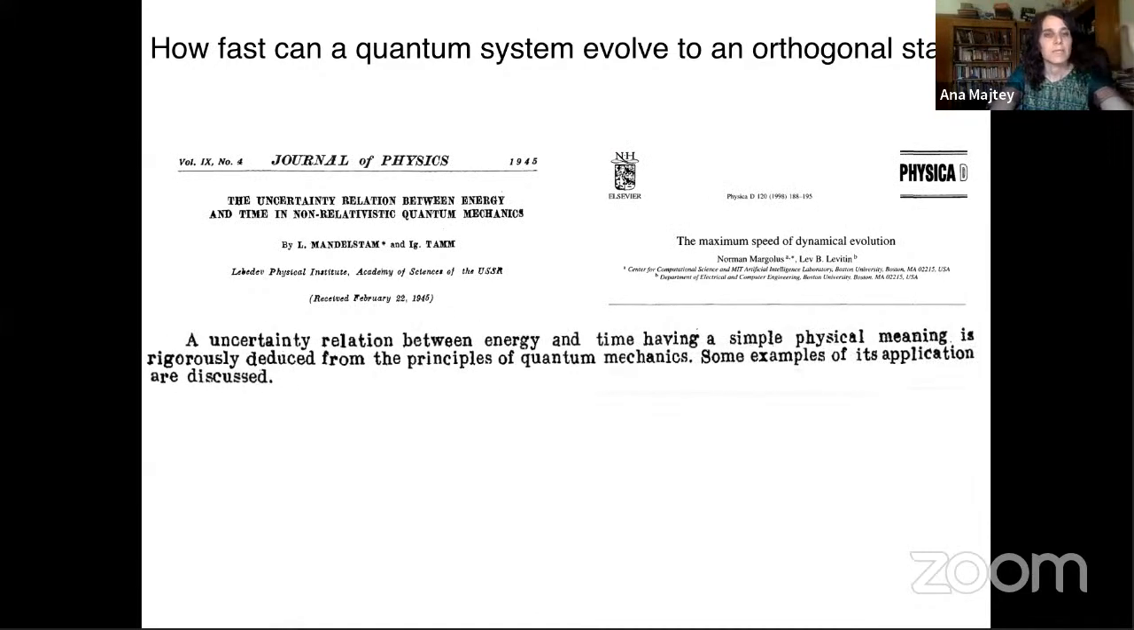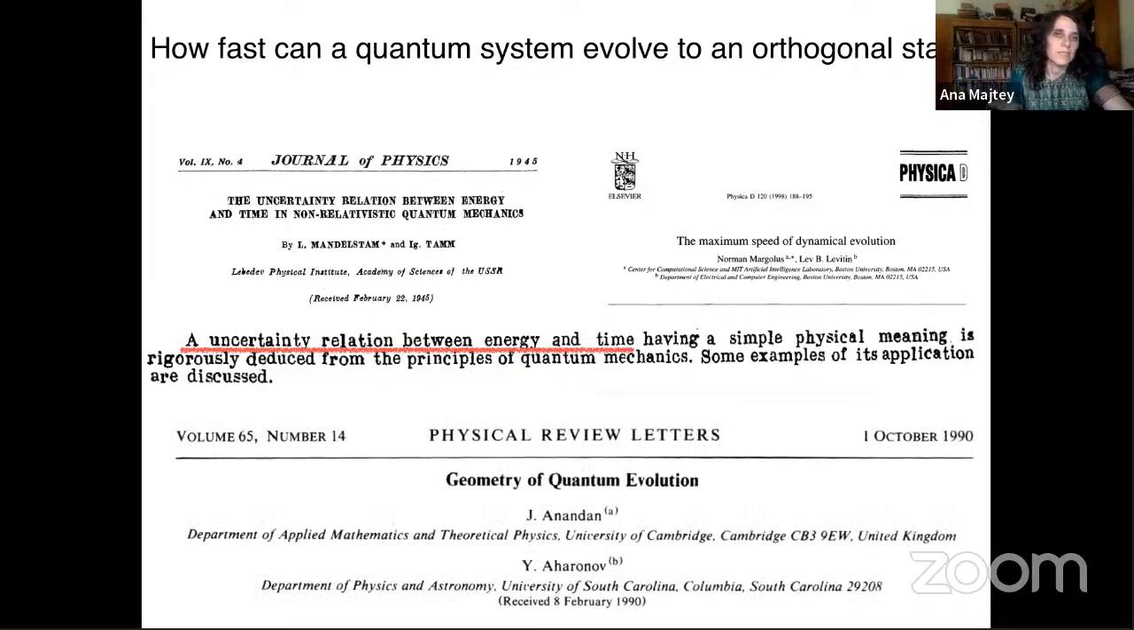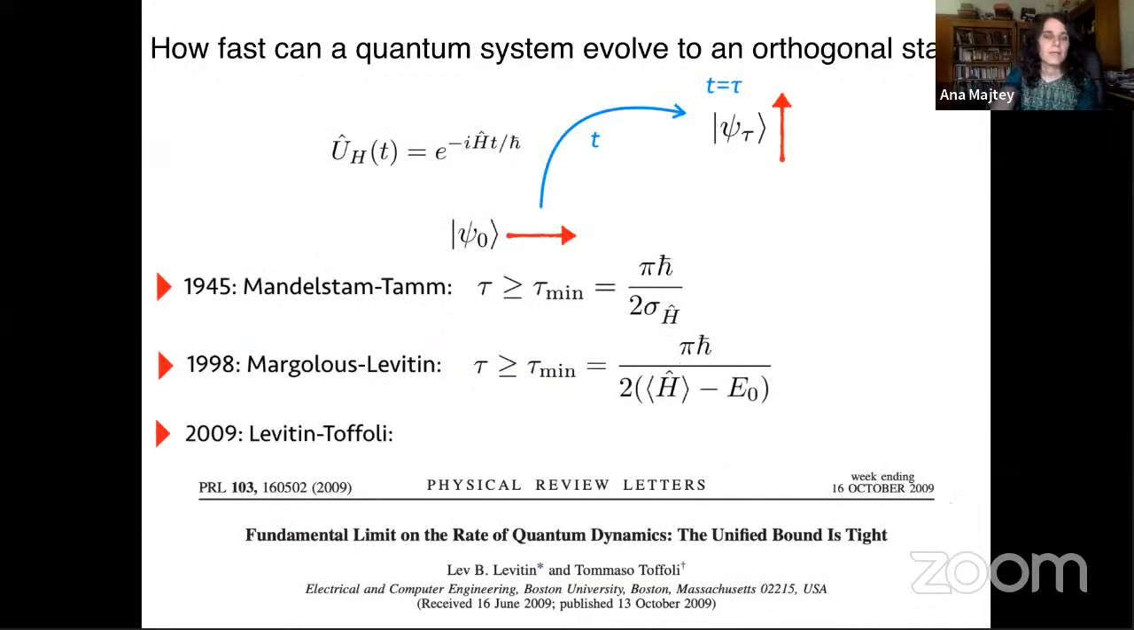So the Mandelstam time limit was introduced, as I said before, as an uncertainty relation between energy and time. And even if it is not crucial for this talk, I prefer to distinguish here between bounds and uncertainty relations. Also for completeness, I want to mention this work, also in the 90s by Anandan and Aharonov. They rederived the Mandelstam time limit on geometric foundations. And according to this work, the Mandelstam time limit can be interpreted as a comparison between the path followed in the state space with the geodesic endpoint of that evolution.